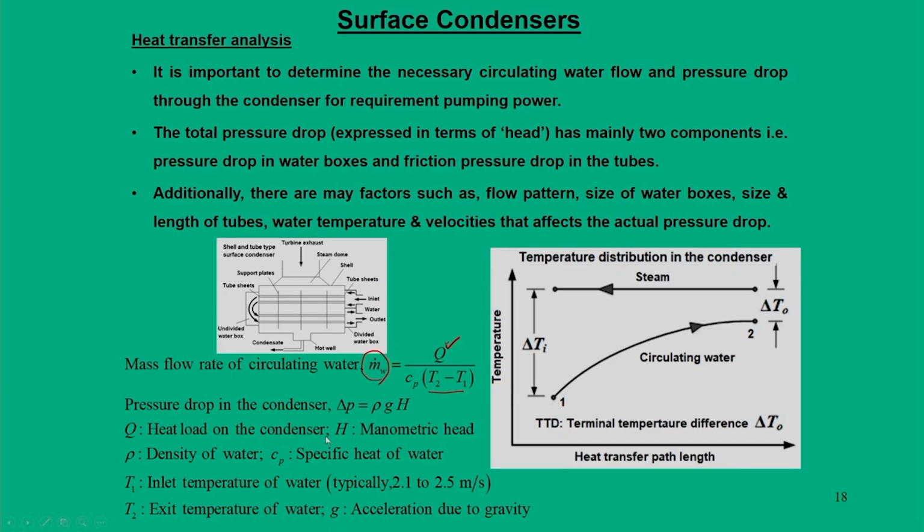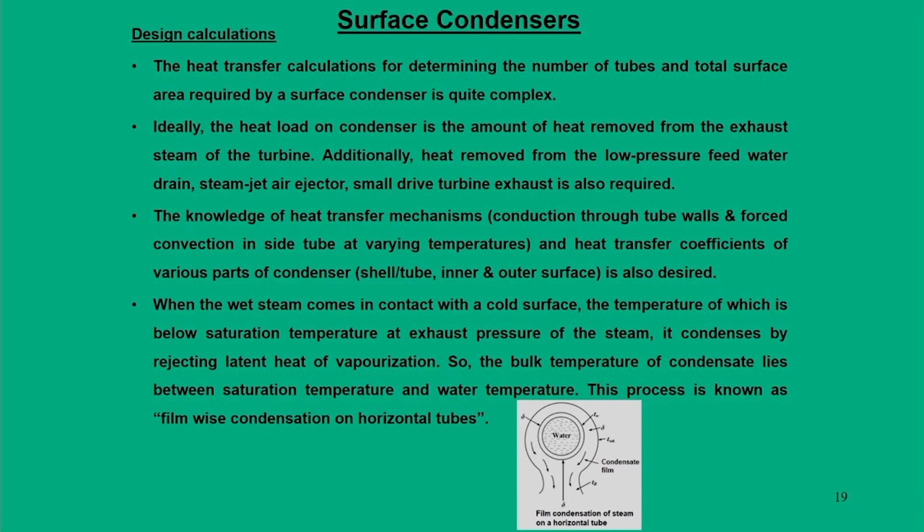Another parameter that is also required here is the pressure drop in the condenser, that is delta P, rho Gs, and this also can be calculated. And typically the inlet velocity of water is kept between 2.1 to 2.5 meter per second. So, these two parameters are also very vital in the designing of a surface condenser.